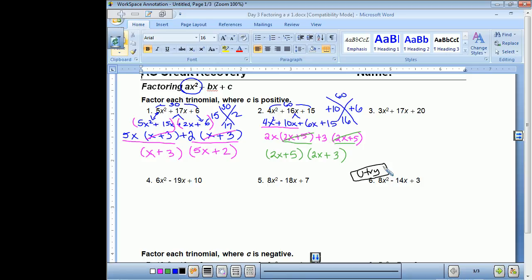We want this one to match. We want it to be positive 2x and a minus 3. But right now, this is negative 2x and a positive. So I'm going to take out these negative 2x. We group what's left.